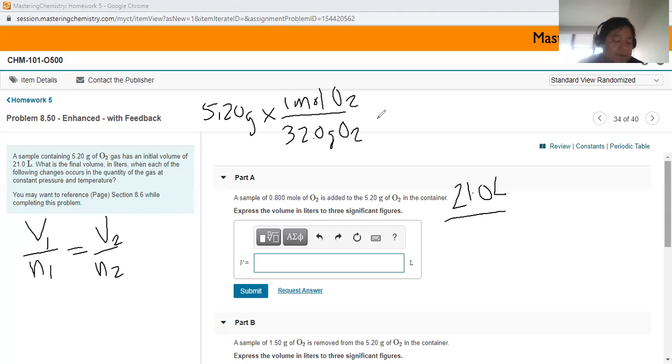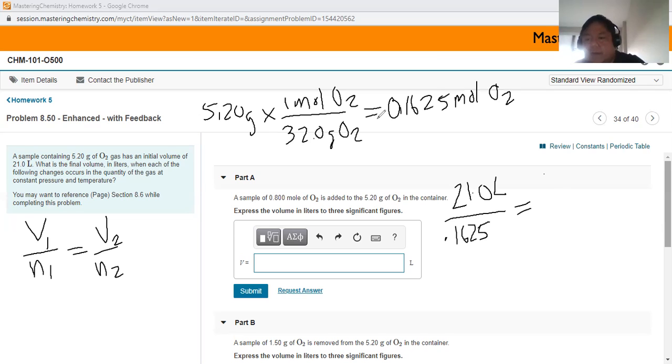So now I'm just going to grab my calculator. I'm going to divide 5.2 divided by 32. I'll do the math here, and I get 0.1625 mole of O2. So now I'm just going to put that down here, 0.1625.